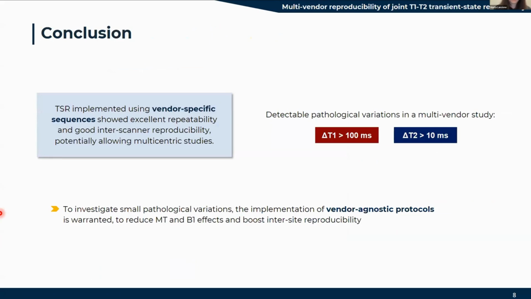So overall, we can say that TSR implemented using vendor-specific sequences show excellent repeatability and overall good inter-scanner reproducibility, and it allows multicentric studies. But if we want to detect pathological variations that are lower than 100 milliseconds for T1 and 10 milliseconds for T2, the implementation of a vendor-agnostic protocol is warranted to reduce MT and B1 effects and boost intersite reproducibility.